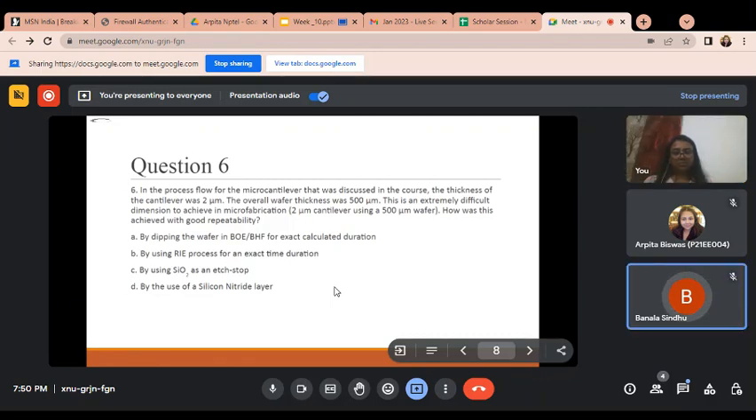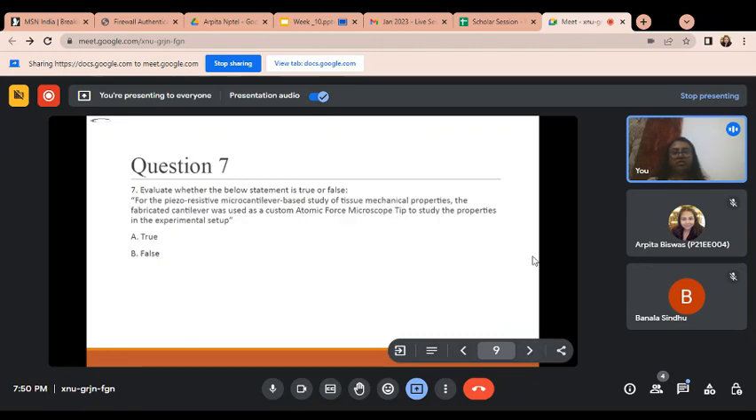No idea, ma'am. So the right option is option C. By using silicon dioxide as an etch stop, you can fabricate this 2 micrometer cantilever using a 500 micrometer wafer. So the right option is C, using SiO2 as an etch stop.